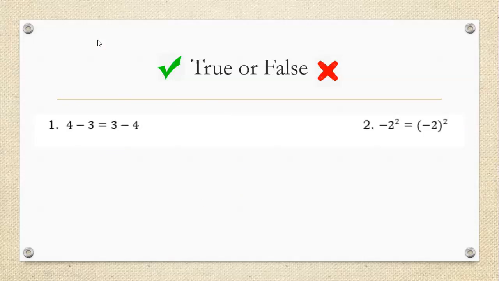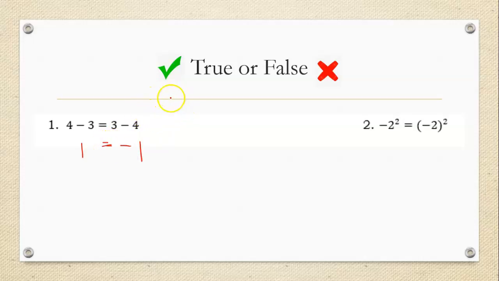All right, so true or false. This is kind of similar to that multiple choice question we did earlier. We want to see, does the left-hand side equal the right-hand side? So let's just see if they do. 4 minus 3 is 1. 3 minus 4 is -1.